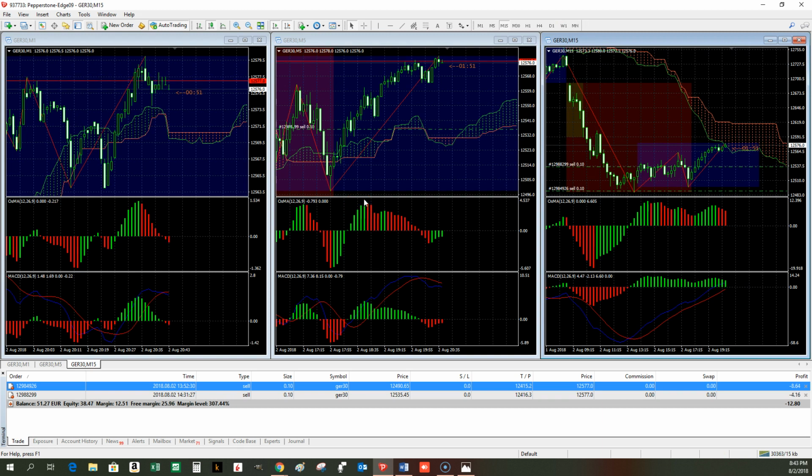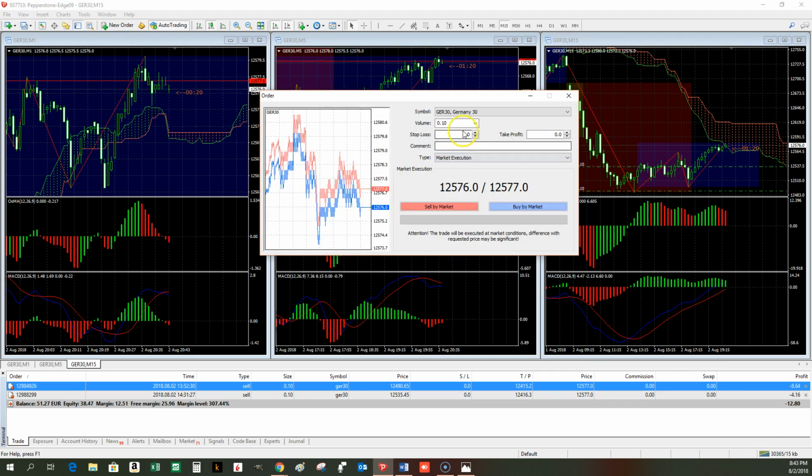So what's going on with the DAX? Okay, it's still going up, and we see that the wave is retracing a little bit downwards. It's right now 8:45 in the evening, 2nd of August, and I'm going to take another sell position, at exactly the same rate.